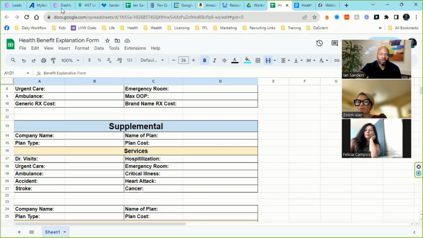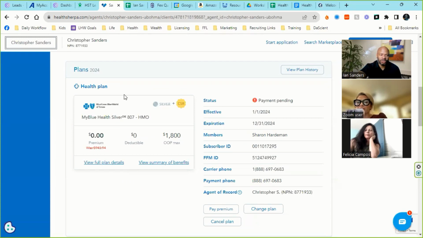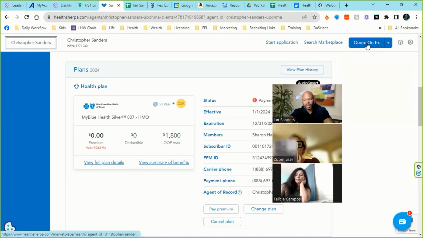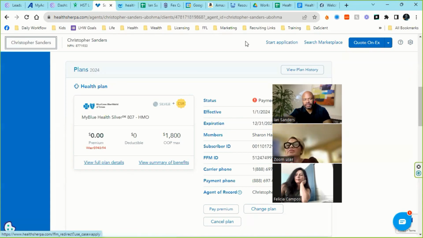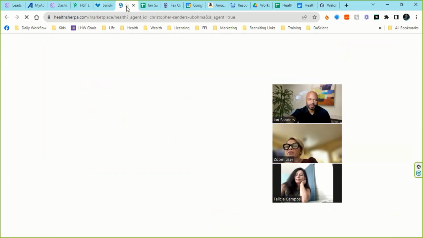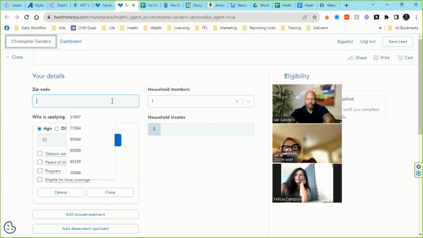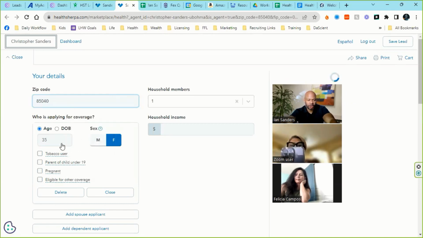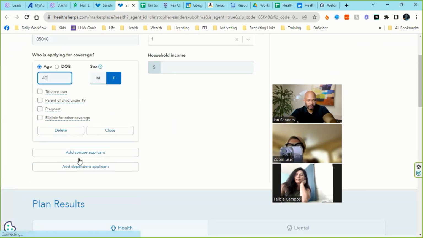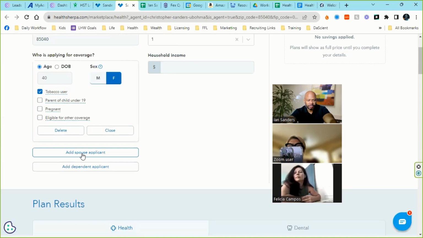All right, so what we'll do is we will jump into Sherpa, and you'll go into quote on EX, which is the exchange. And I just opened up another one because I'm going to use that other page later to illustrate something. So it's pretty simple. You just put in your zip code. Right now, I'm just going to put their age. They're both 40. So she's 40. You do add spouse.